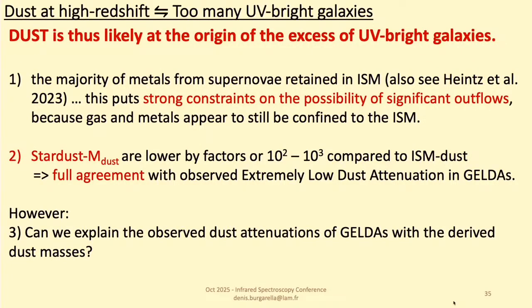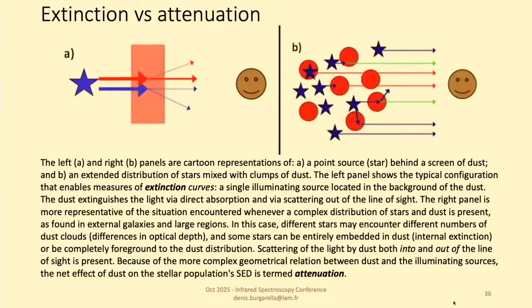The majority of metal from supernovae is retained in the ISM. That's also what's said. And this puts a strong constraint on the possibility of significant outflow, because gas and metal should be confined to the ISM. And if you have only stardust, you expect to have the dust mass lower by a factor of 100 to 1,000. And this is in full agreement. But because of this, we cannot just say it's OK. We need to check that this is enough to confirm what we see.